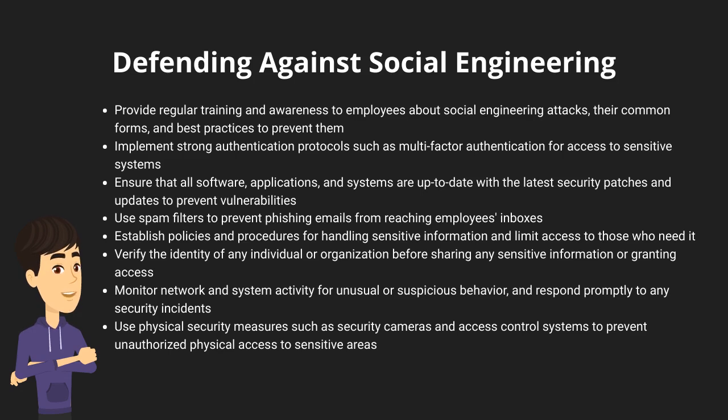We can use spam filters to prevent phishing emails from reaching employees' inboxes and establish policies and procedures for handling sensitive information and limit access to those who need it. We can verify the identity of any individual or organization before sharing any sensitive information or granting access. We can monitor network and system activity for unusual or suspicious behavior and respond promptly to any security incidents. And we can use physical security measures such as security cameras and access control systems to prevent unauthorized physical access to sensitive areas.